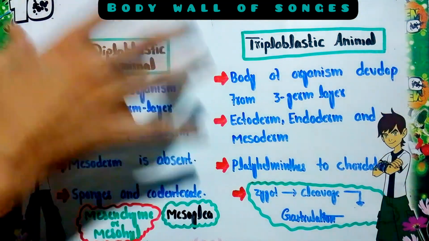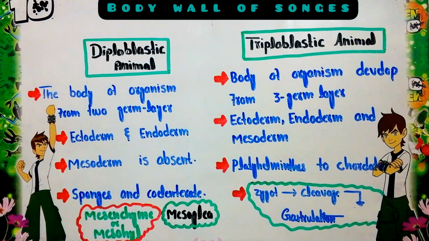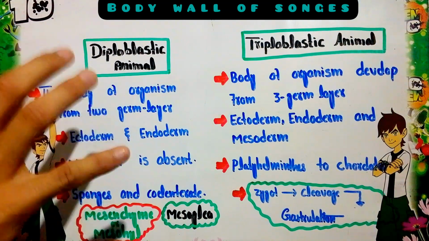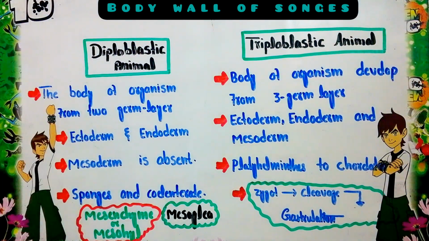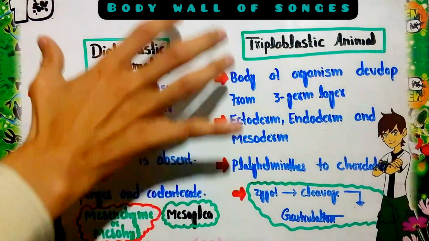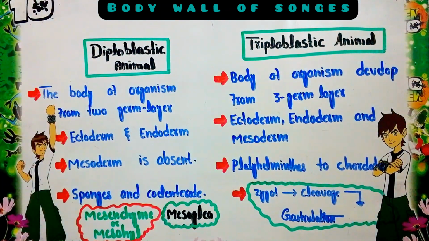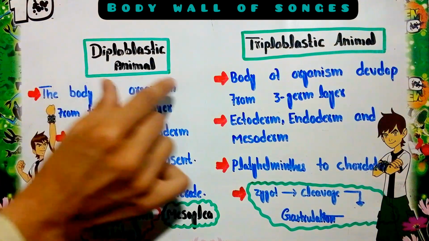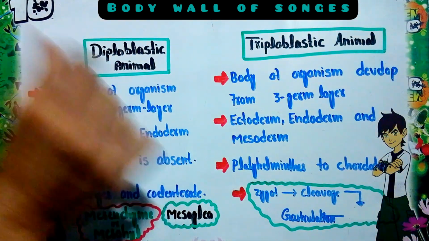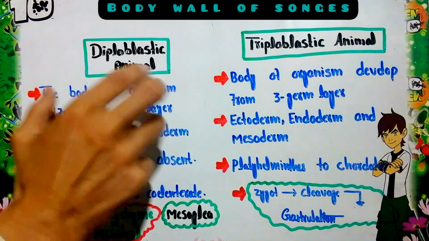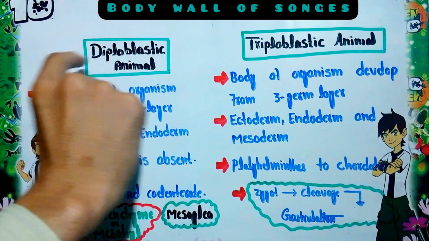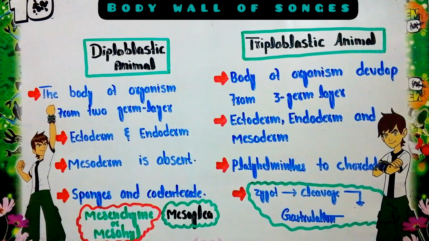In an animal where two layers are present, the term diplo is used, meaning two layers. Only these two layers are present in the organism, and the whole body of the organism is formed from these two layers. Such organisms are called diploblastic animals. Look at the definition: the body of the organism is formed from two germ layers.